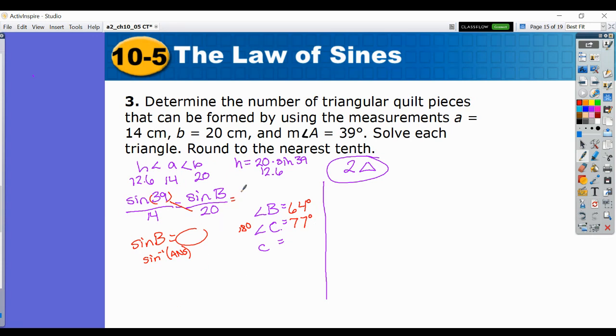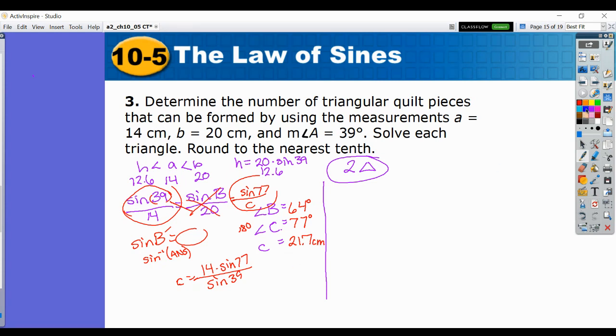Almost done. I now have sine of 77 over little c to add to my little formula. I'm going to use the A part because that's the part I already knew, and the C part, and cross multiply here. So c is 14 times sine of 77 divided by sine of 39. Cross multiply, divide by the other piece to get your answer. Whatever that is when you type it in, 21.7 is your answer. These have units of centimeters on them, so I'm going to keep units of centimeters on my length down there.